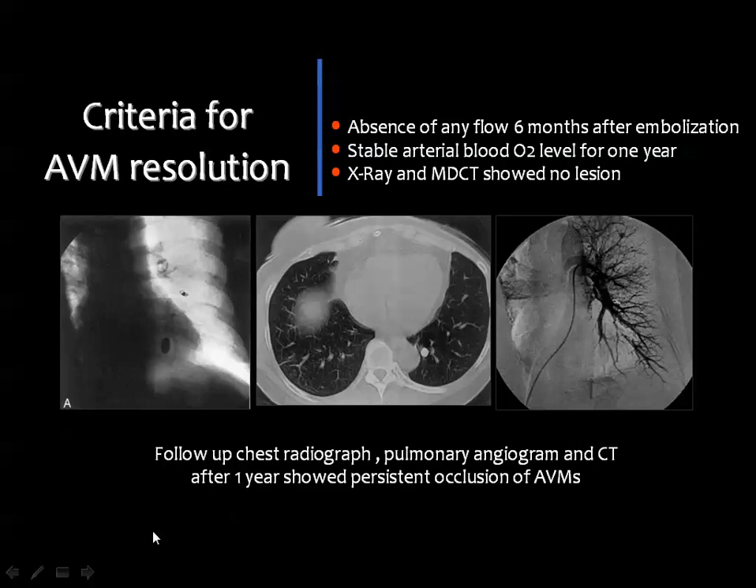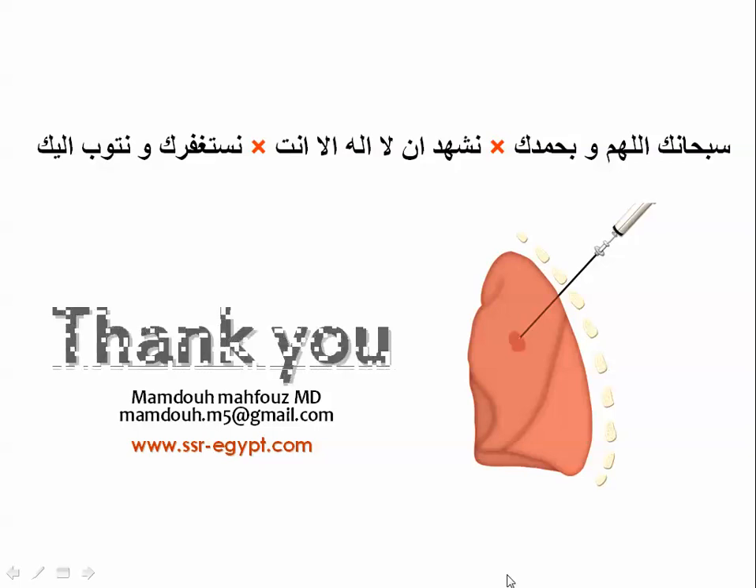Then what are the criteria of accurate treatment of arteriovenous malformation? Number one is absence of any flow across the lesion after 6 months from the embolization date. Then a stable arterial blood oxygen level for 1 year, and the X-ray and the multi-detector CT showed no lesion and no flow across the site of the lesion. Then here you can see this is a post-embolization X-ray, CT, and angiogram showing no flow in the region of the vascular malformation.